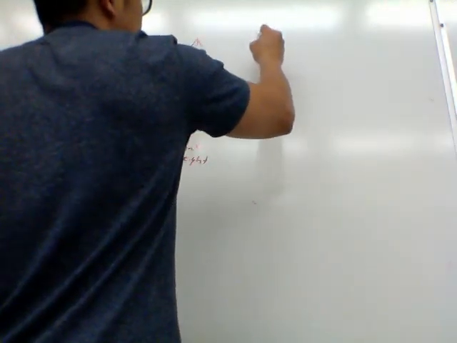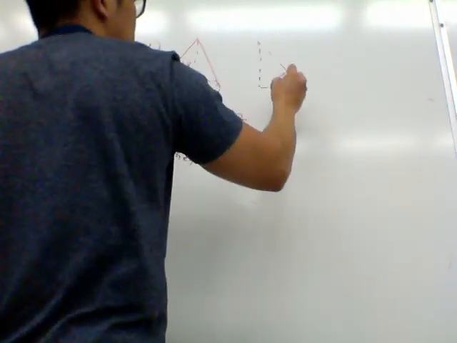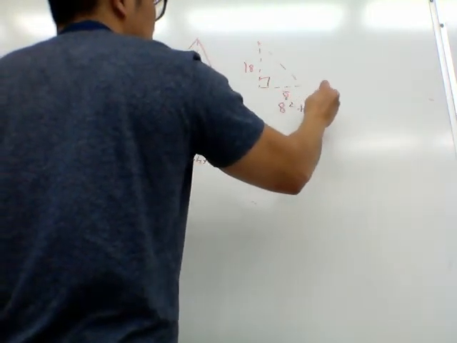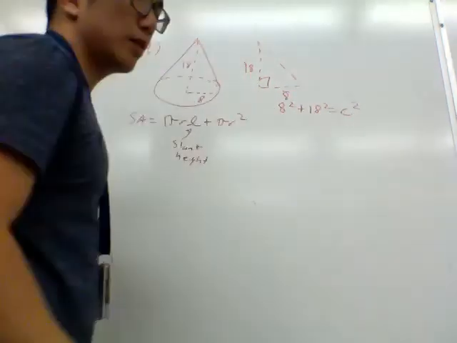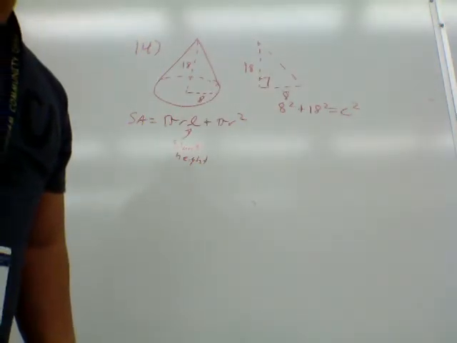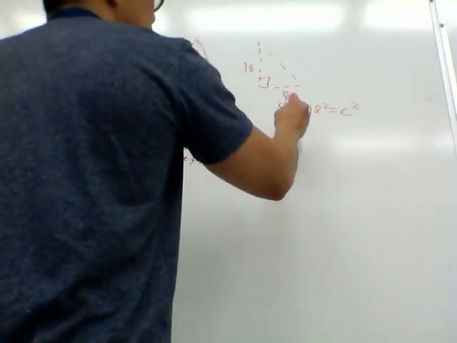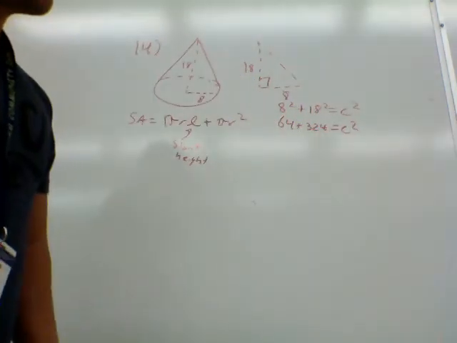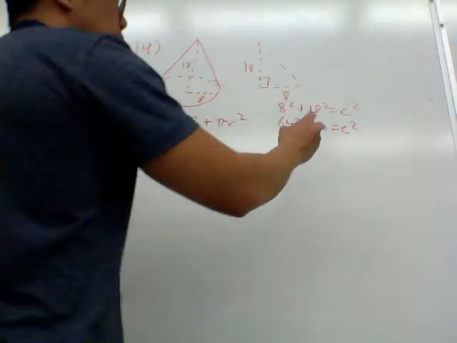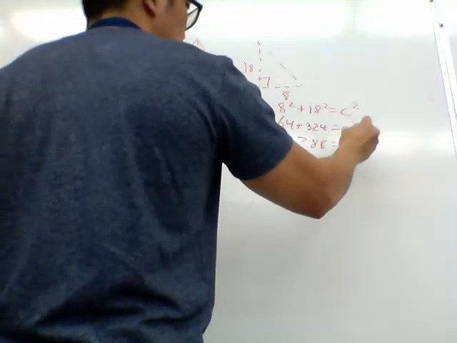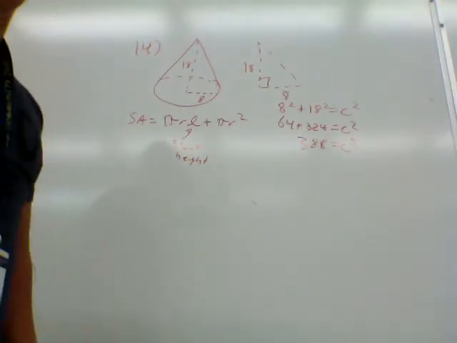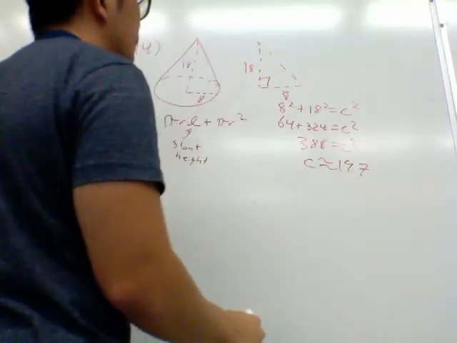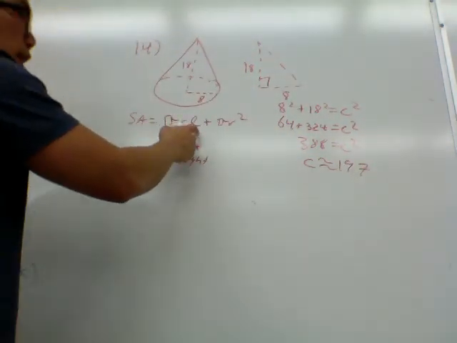But what I'm going to do is use the Pythagorean Theorem to find the missing length. So that's 8 squared plus 18 squared is equal to c squared. So I get 64 plus 324 is equal to c squared. I add 324 plus 64, and that gives me 388. And then the square root of 388 is around 19.7. So I could plug that in for the slant height now.